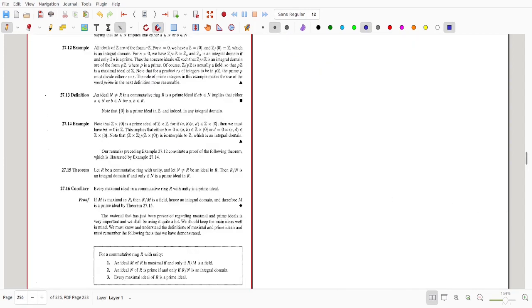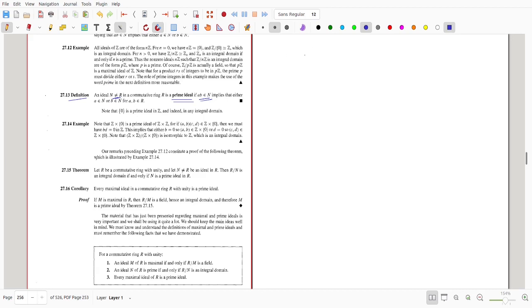Next we define the prime ideal. This is the definition of a prime ideal. A prime ideal is a proper ideal with the property that AB belongs to N implies either A belongs to N or B belongs to N.